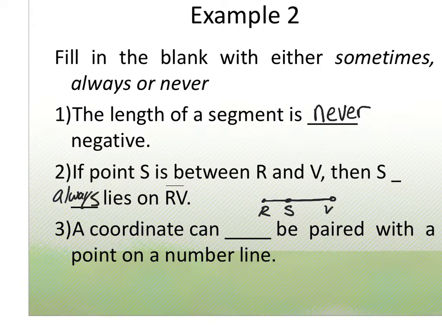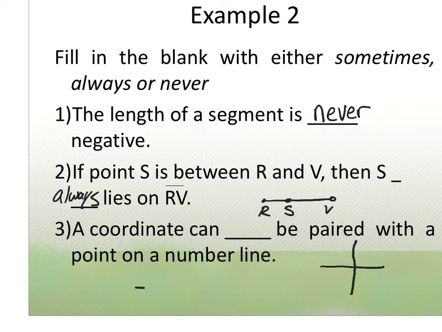A coordinate can always, sometimes, never be paired with a point on a number line. Yes, sir? When you say sometimes, then you have to give me the situation where it wouldn't happen. Yes, sir? Okay, but remember it said it could be compared with a point on a number line. Okay, I'll go with that. I would say sometimes, and with his definition, that's good. He's saying that in a coordinate plane, I can't just put -6 on there unless I know whether it's X or Y.